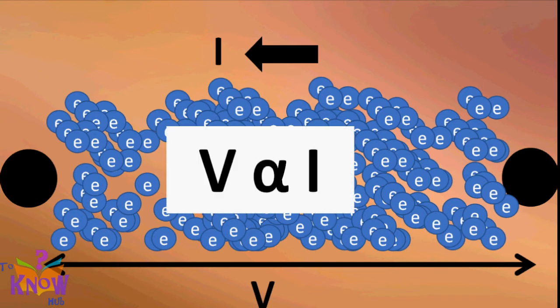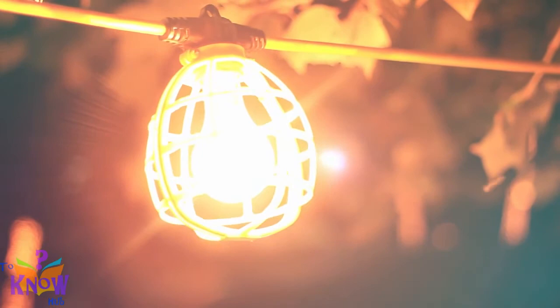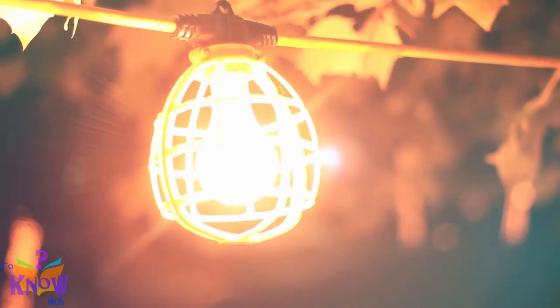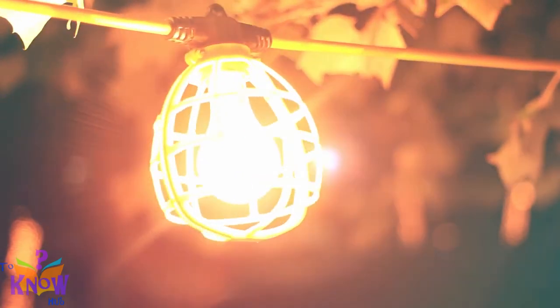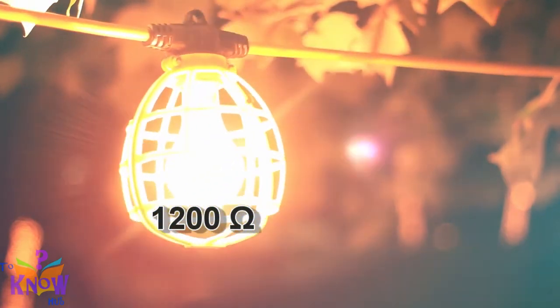Now we need a constant to turn it into an equation, and the constant here is R. R is called resistance. Now this resistance R represents the property of the conductor to resist the flow of charge through it. Means if resistance is higher, the conductor will resist electricity flow more. We know these old bulbs use a filament with very high resistance, as much as 1200 ohm. Ohm is the unit of resistance.